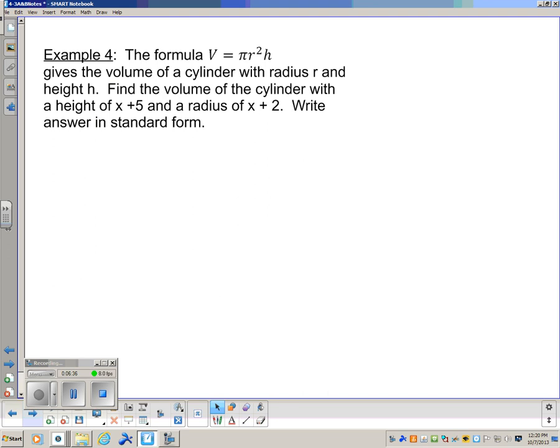And I've got one final one to do. We've got a cylinder and we're supposed to find the volume. They gave us our nice formula. I decided to draw one out here. We can look at this.